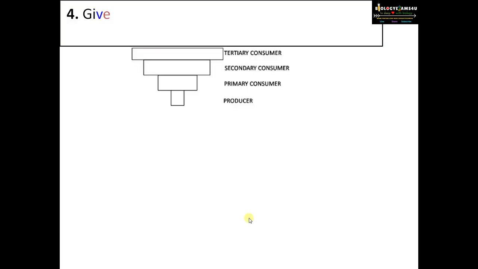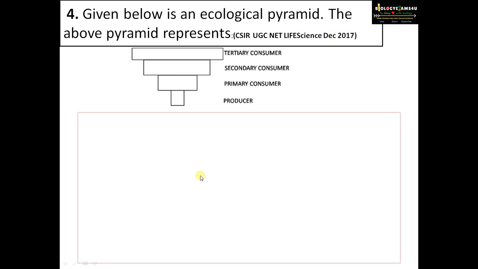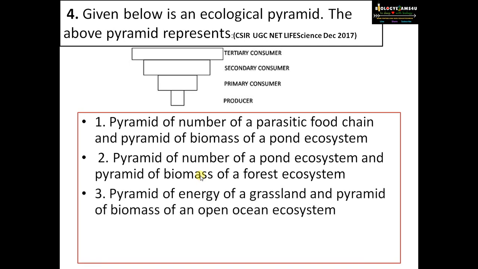Moving on to the next question. Given below is an ecological pyramid. The above pyramid represents... So you have to learn the ecological pyramid. It's very easy, and I will be leaving a link in the description so that you can refer to more.